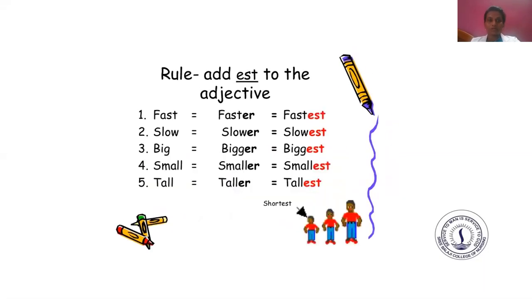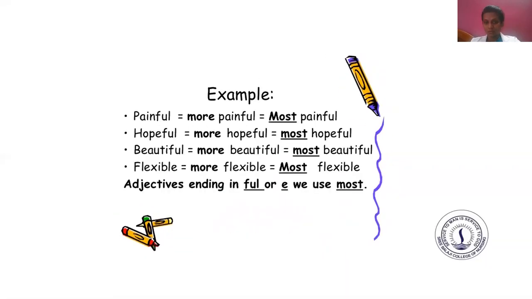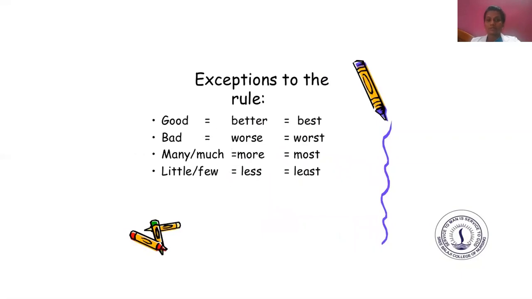And as we saw, the first rule is adding est to the adjective, and the second is adding most, and the exception to the rule is good, better, and best. Bad, worse, worst. Many or much, more, and most. Little or few, less, and least.